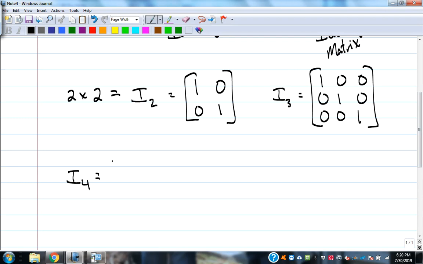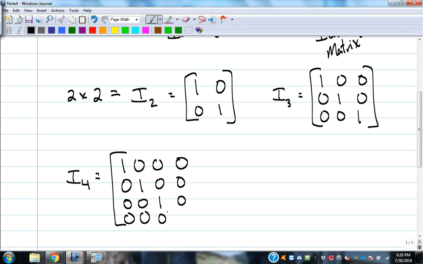I4 is four by four with that diagonal of ones down the center. I5 and I6, you could keep going forever on what they look like. The reason we need to know what that looks like is because we can test if two matrices are inverses of one another by just multiplying them together. If we get one of these I matrices, then we know they're inverses of one another.